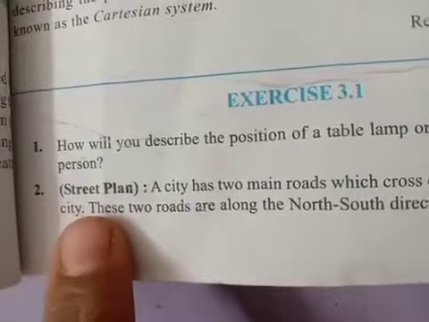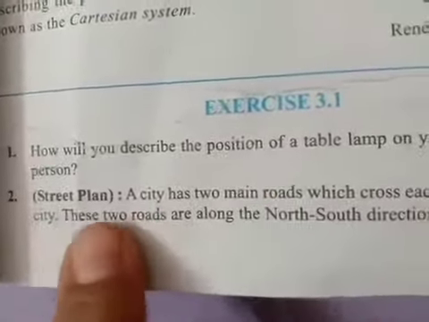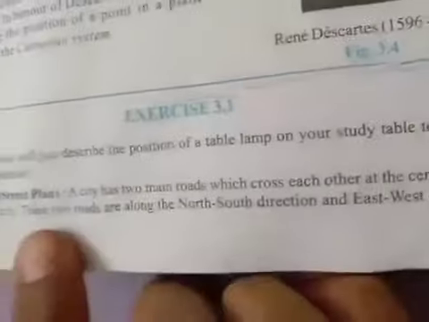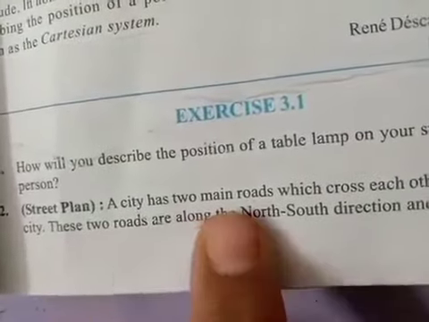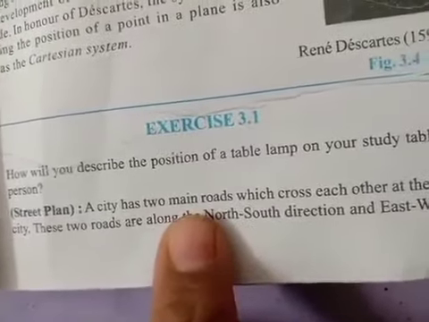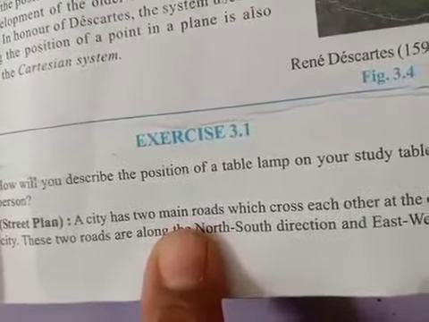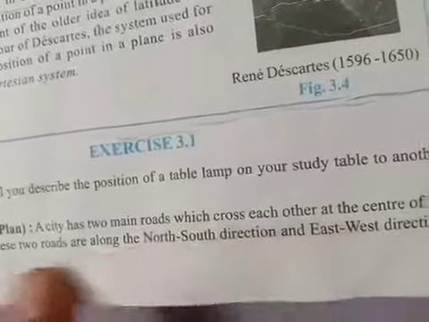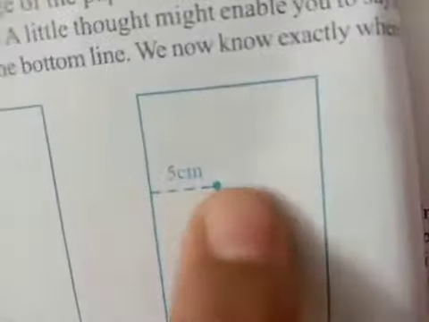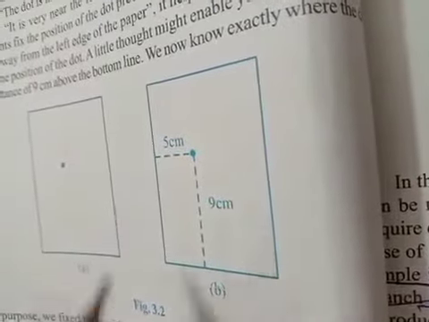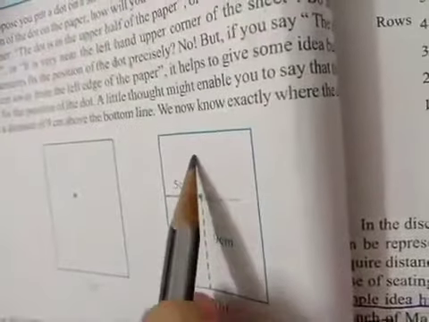Let's solve question 2 of exercise 3.1. Okay, street plan. A city has two main roads which cross each other at the center of the city. There is a city, you can name it city A, which has two main roads, and which cross each other at the center of the city. Suppose this is the center of the city, and there are two roads which cross. See, this is one road and this is the other road.